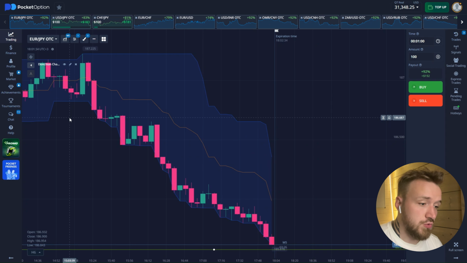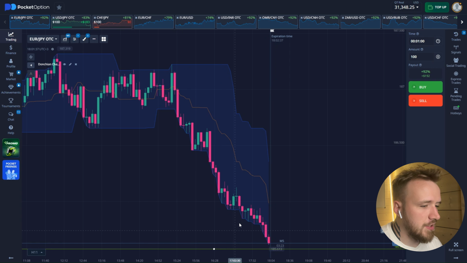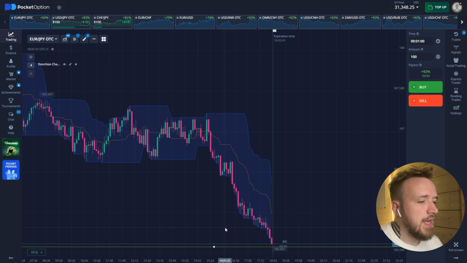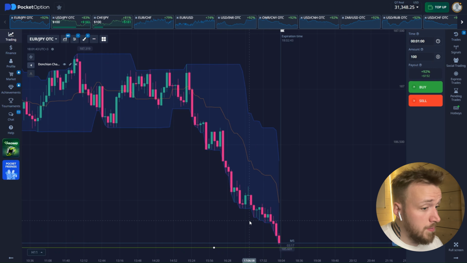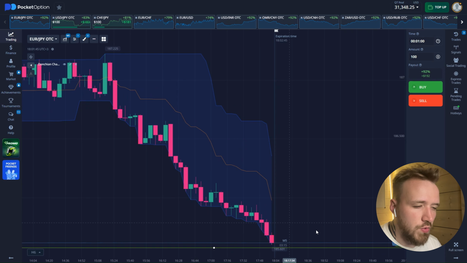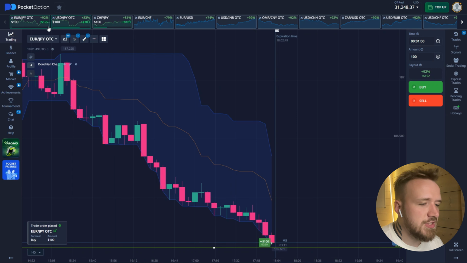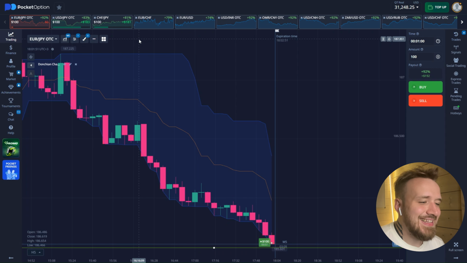Here on the euro to Japanese yen, we will also take a long position. Right now the price is approaching the support level we defined earlier. On top of that, we have a touch of the lower on-chain band. This is a long position. So we have 3 trades open. Let's see how much we can make on these 3 trades.